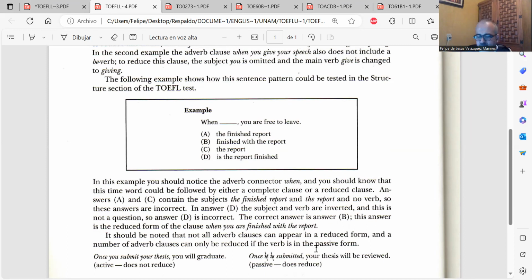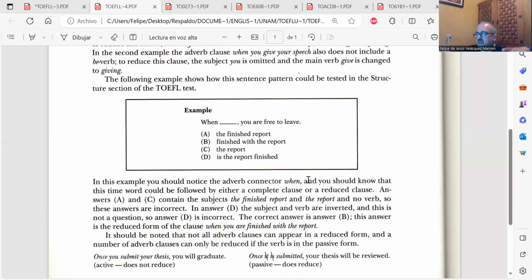Always, when you are reducing, always think first of the complete sentence. This complete sentence is: when you are finished with the report, you are free to leave, no? Or, when you finish the report, you will be free. You will be free to, or you are free to leave, no? Okay, yes. Now when you have the complete idea in your head, you can start thinking of reduction.